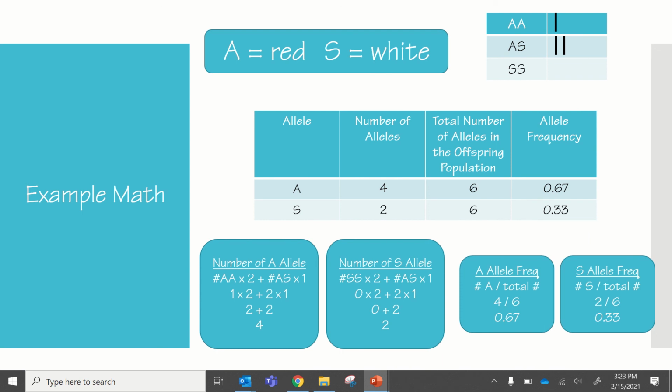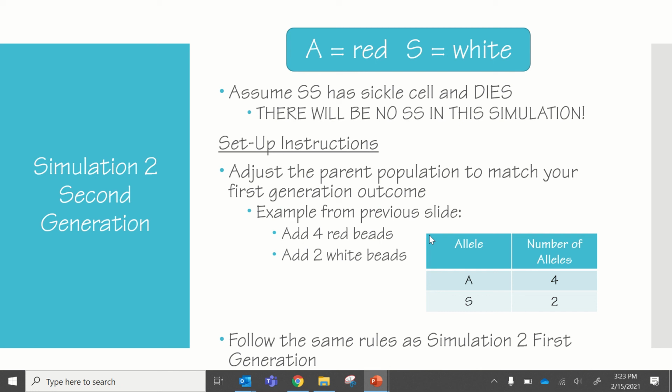We need to see what happens over time. So we just did 1 round. We now need to do a second round. So you need to reset up your container to match the beads that are in the population after the first generation. And so you'll take however many we have in this column that has A and S. You'll take that number and make that match whatever's in your cup, okay?